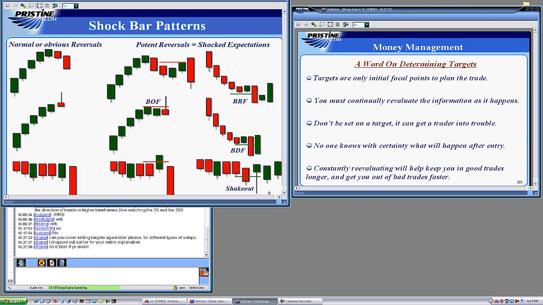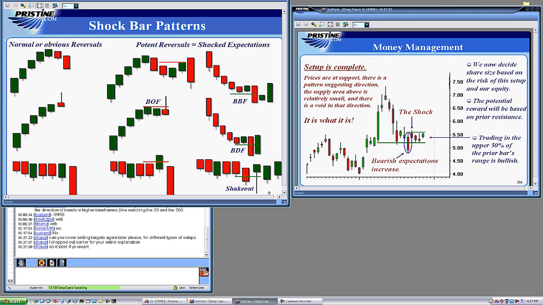Well, here's the idea with the targets as we go through this setup right here. Here's the setup where prices have pulled back. They had pushed up, and they pulled back to support. Now, the retracement here is deep, which makes it questionable. But the breakdown failure, or this shakeout type of pattern, based on this gap up and this consolidation, makes this a pattern that we're going to want to focus on.